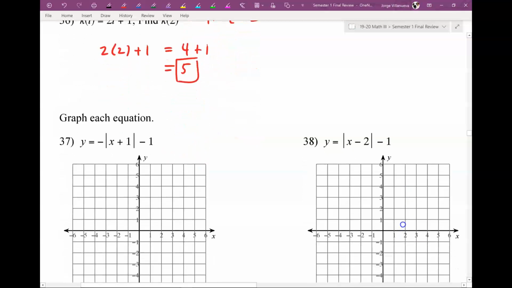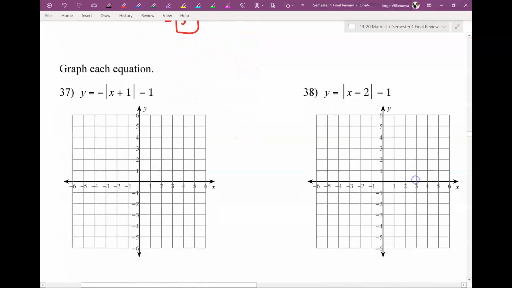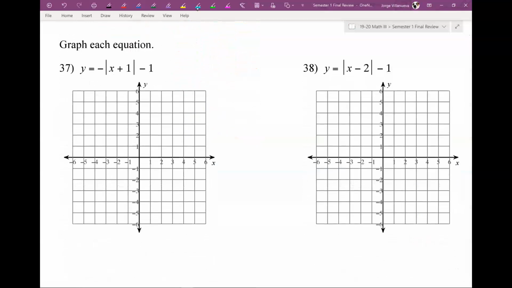All right, graph each equation. So 37, 38. Let me highlight something here. Every absolute value looks like a letter V. It might be upside down, but it's going to kind of look like the letter V. In number 37, since it's negative, it's a V that opens down. So it's an upside down V.